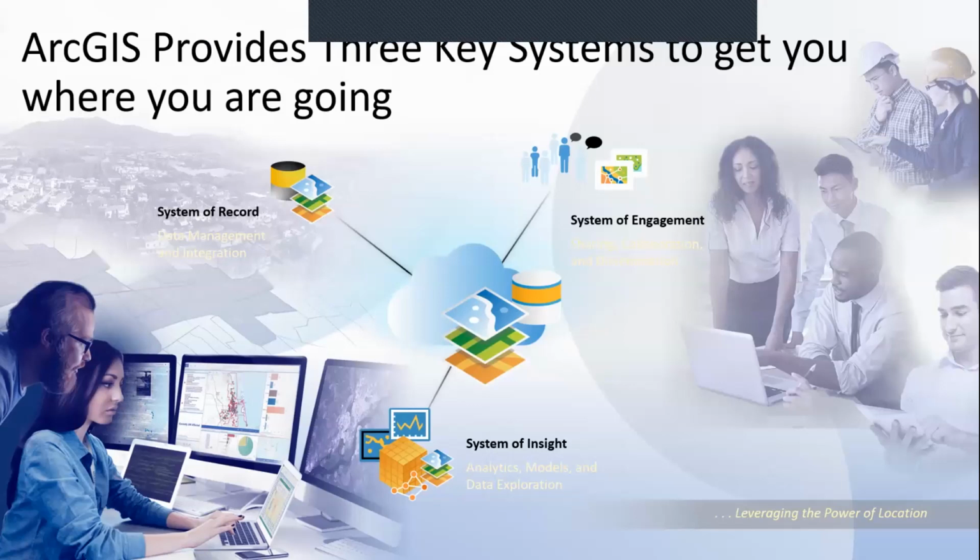So ArcGIS actually provides 3 key systems to get you where you're going. We have the system of record, which is data collection, management, and integration. Then we have the system of insight, which deals with analytics, modeling, and data exploration. And thirdly, we have the system of engagement, which looks at sharing, disseminating, and collaboration. So those are the 3 systems.